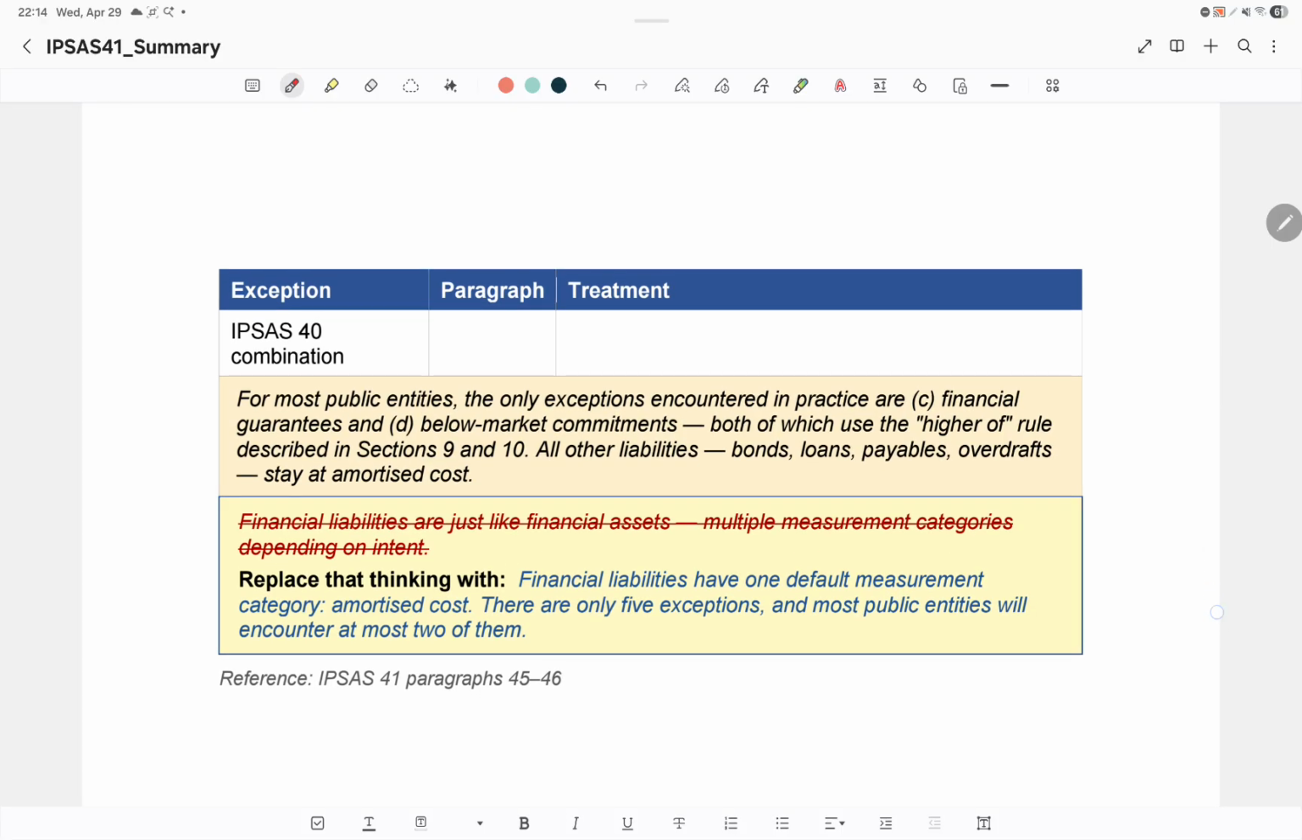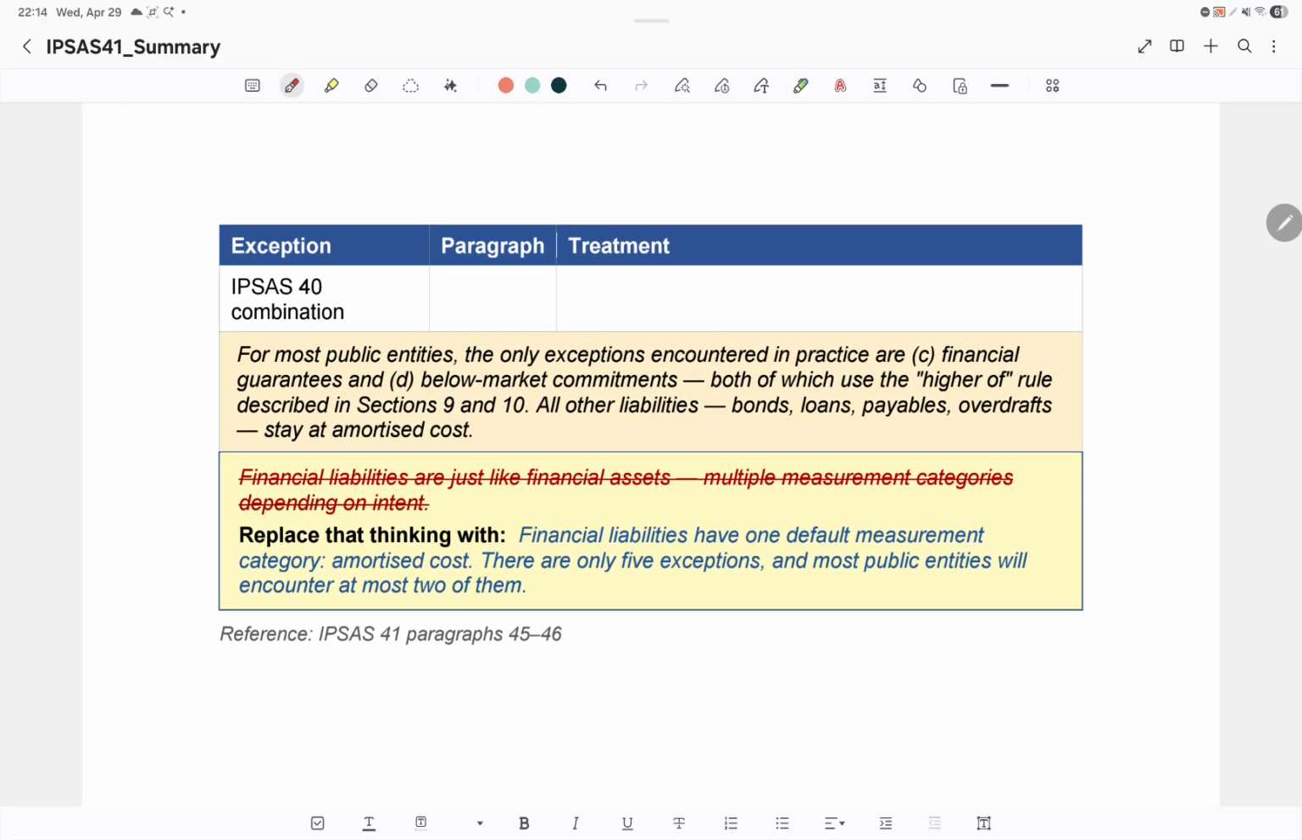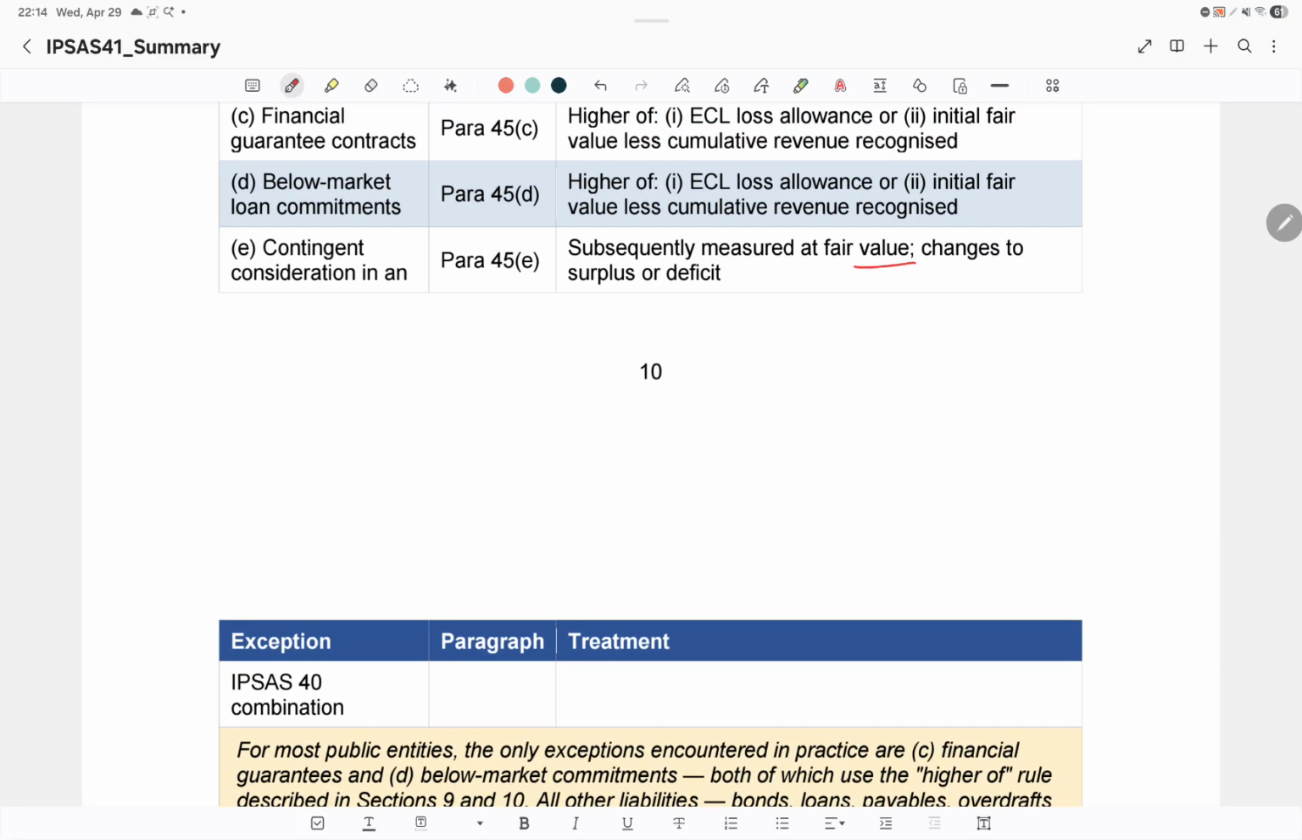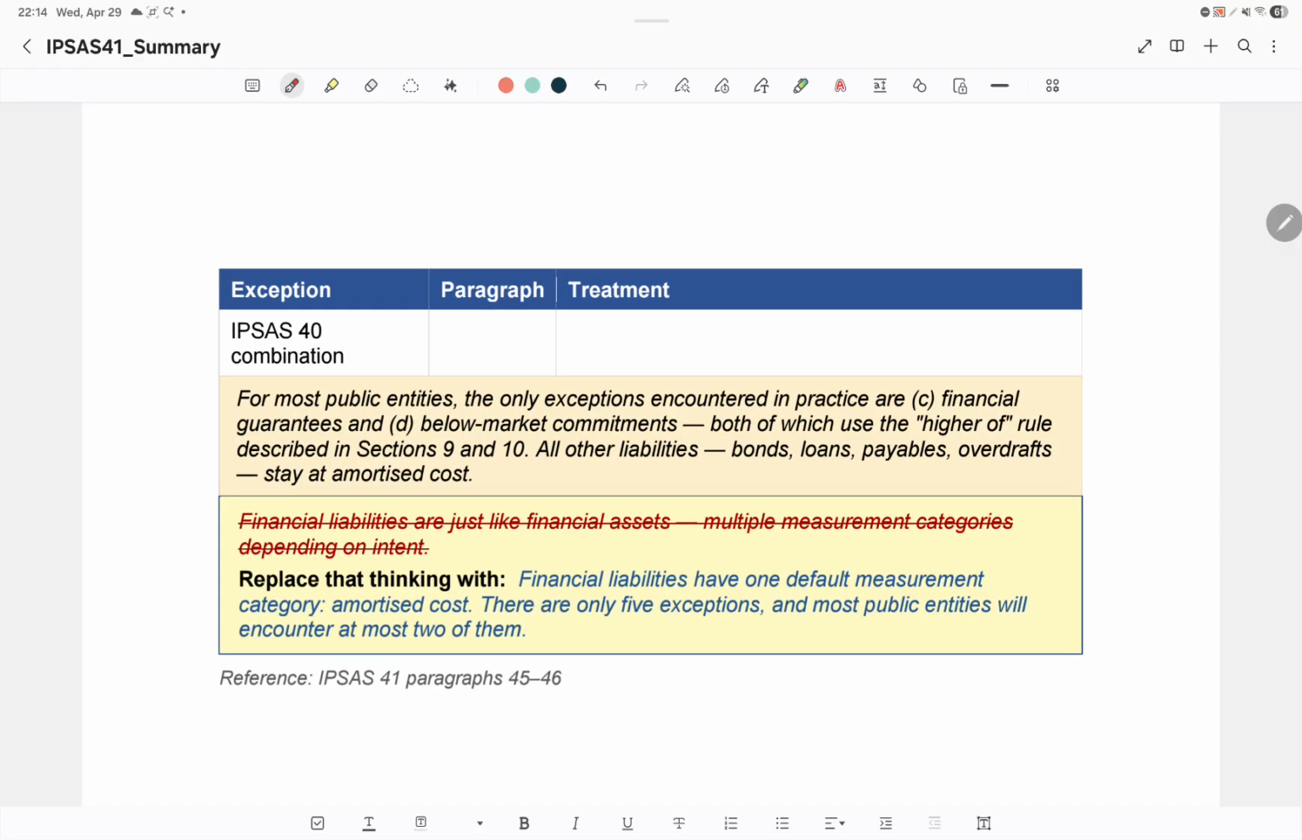So exceptions: most exceptions, like business combination contingent consideration in IPSAS 40, are not relevant for most public entities. The only exceptions encountered in practice are financial guarantees and below market loan commitments, both of which use the higher-of rule described in sections 9 and 10. All other liabilities, bonds, loans, payables, overdrafts, stay at amortized cost.